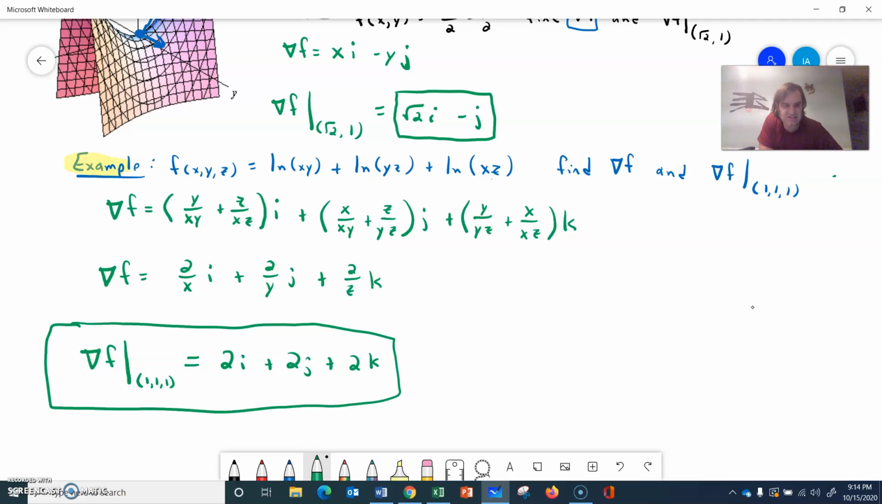So that's the gradient, and that's how we calculate it and calculate it at a point. We'll see some other uses for it in a little bit.